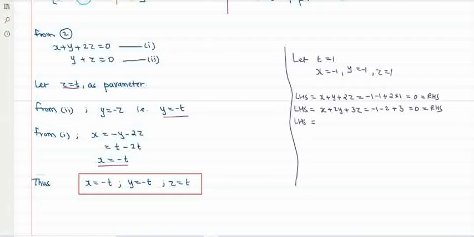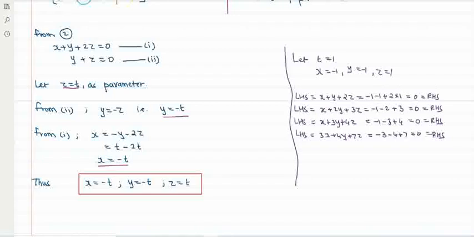Next, third equation is x plus 3y plus 4z. That means -1, -3 and plus 4. That also satisfied RHS. And the fourth equation, 3x plus 4y plus 7z. That means minus 3, minus 4 and plus 7. Again that is 0. So all the four equations are satisfied simultaneously.